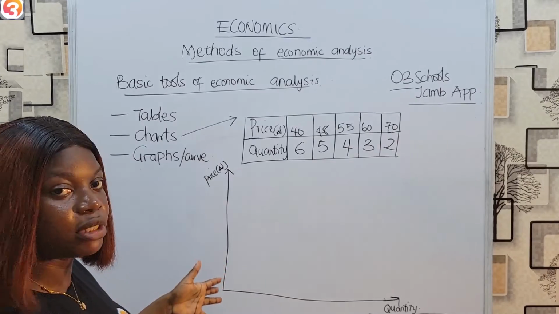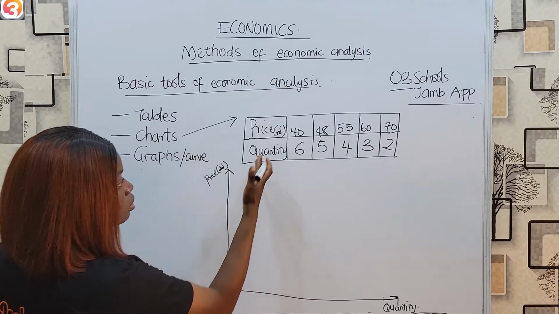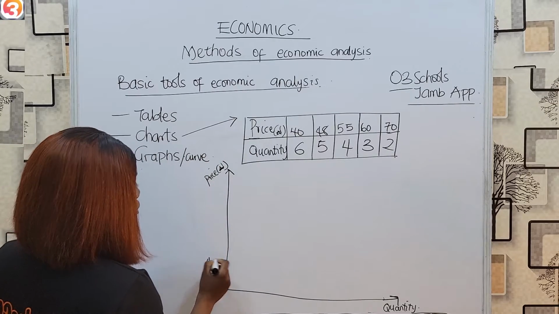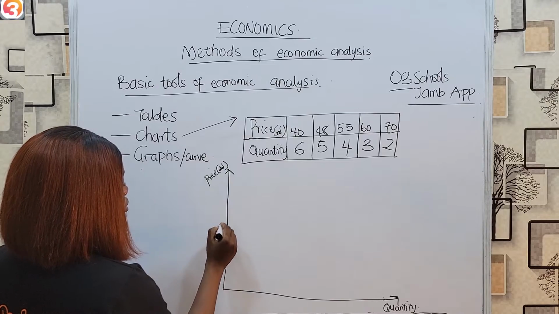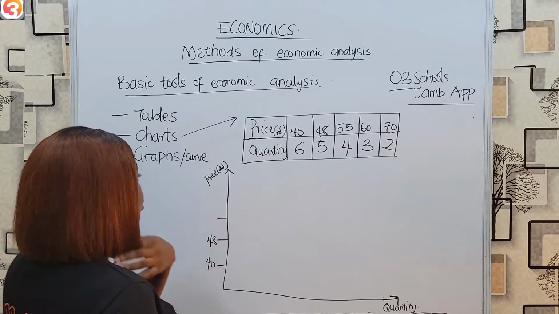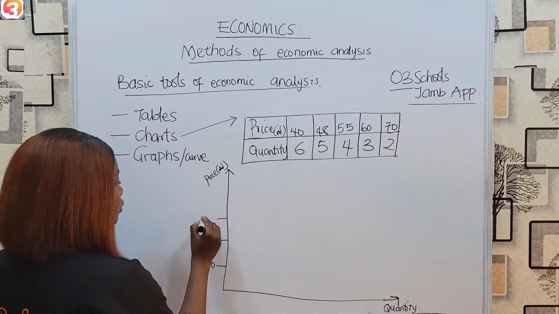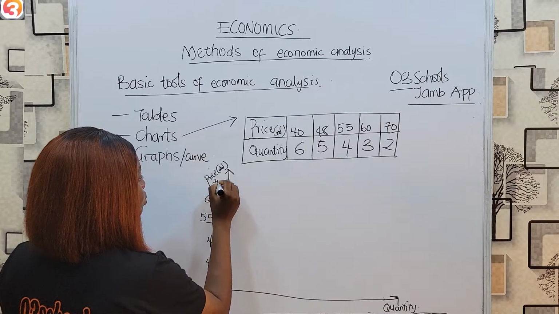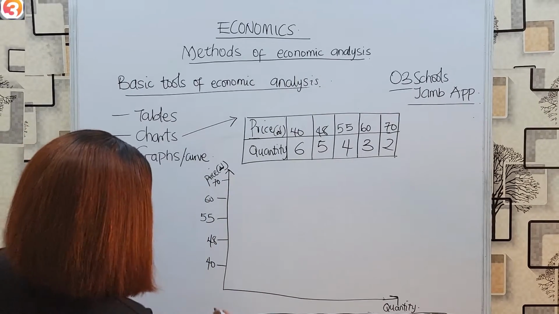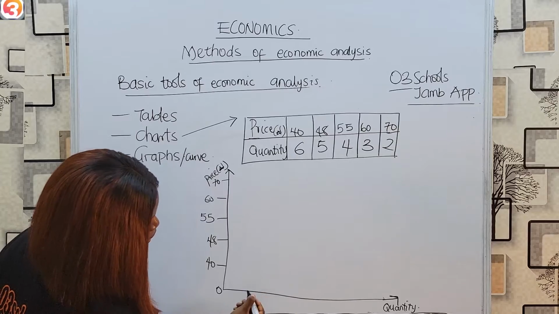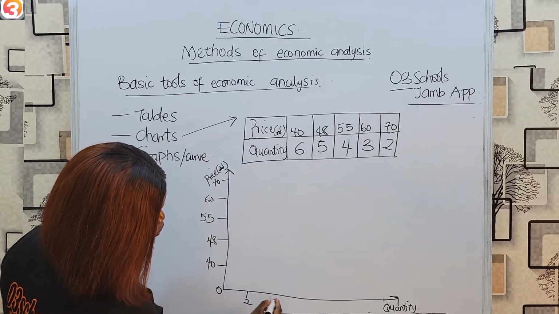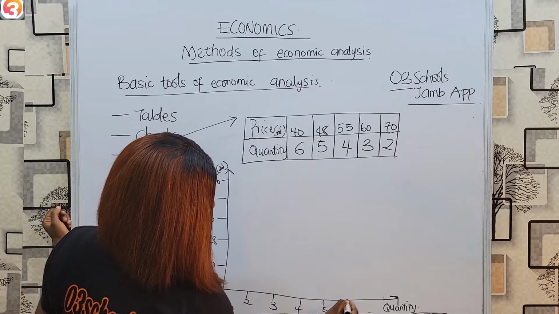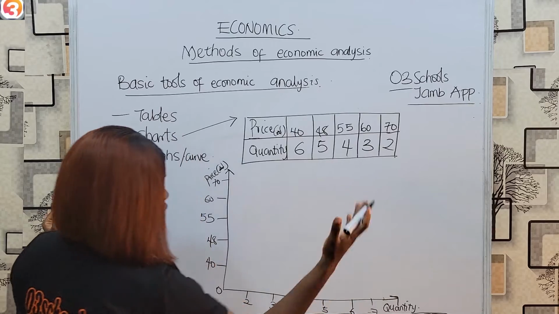Now looking at the first aspect, we're going to start from the smallest. Let's just say this is 40, this is 48. This is simply a rough sketch because we're using a board, we're not using a proper graph. This is 55, this is 60, and this is 70. Now let's start with 0. We have 2, 3, 4, 5, 6, and maybe 7 and thereabouts.